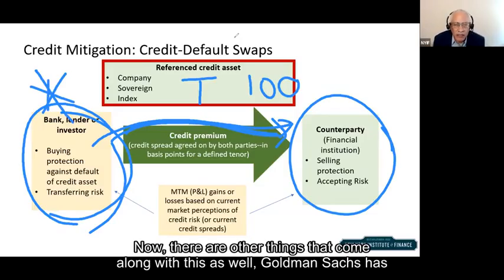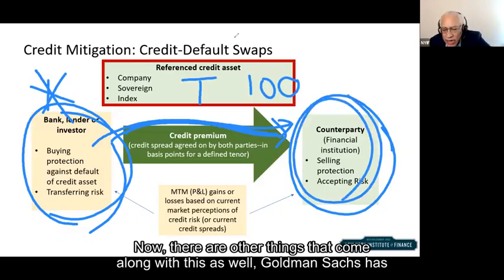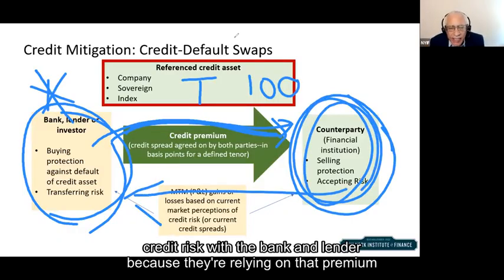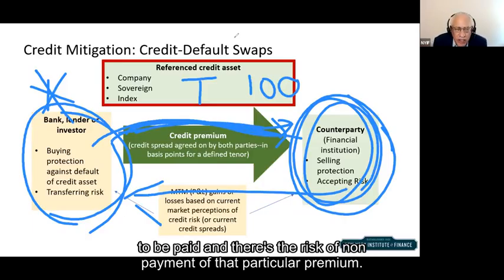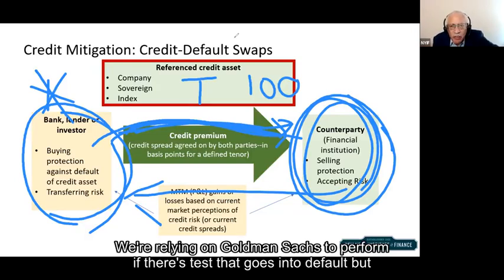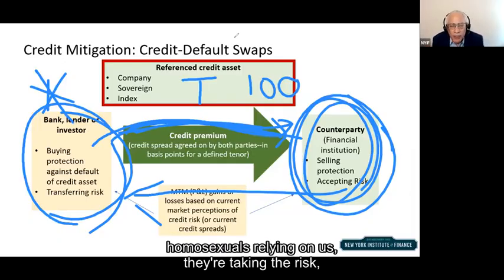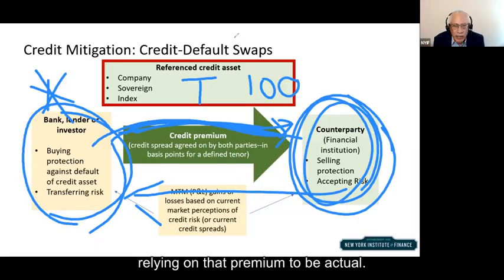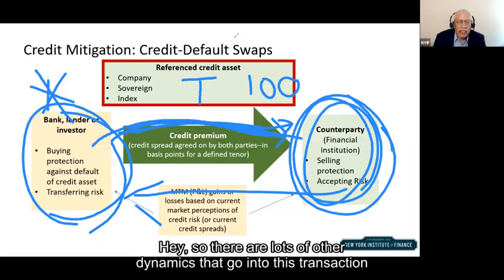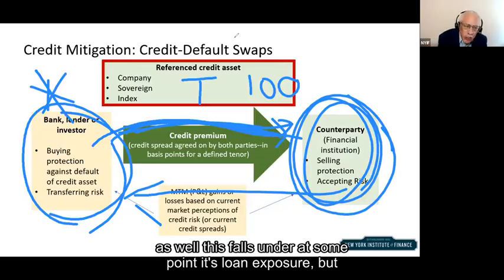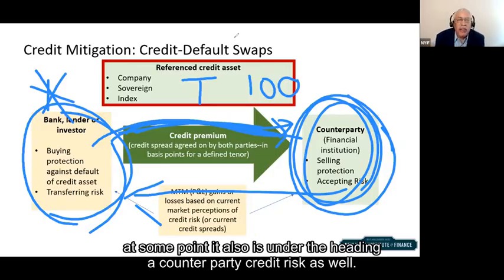Now, there are other things that come along with this as well. Goldman Sachs has credit risk with the bank and lender because they're relying on that premium to be paid, and there's the risk of non-payment of that particular premium. We're relying on Goldman Sachs to perform if Tesla goes into default, but Goldman Sachs is relying on us. They're taking the risk and they're relying on that premium to actually be paid. So there are lots of other dynamics that go into this transaction as well. This falls under, at some point, loan exposure, but at some point it also is under the heading of counterparty credit risk as well.